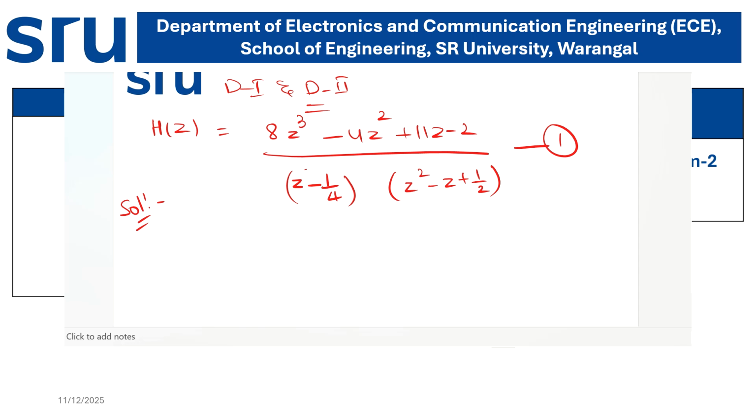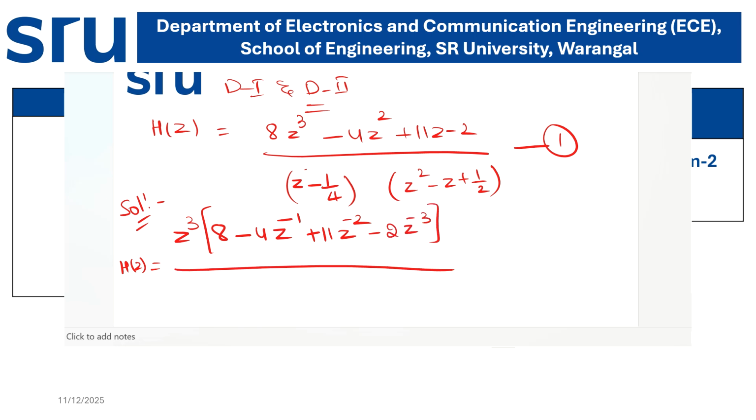In the denominator, if you multiply z with z square, what is the highest power? z cube again, right? So I am taking z cube as common in the numerator as well as the denominator. So 8 minus 4 z^-1 plus 11 z^-2 minus z^-3, if I take z cube as common. Next, here I am taking z as common, and from here I am taking z square as common.